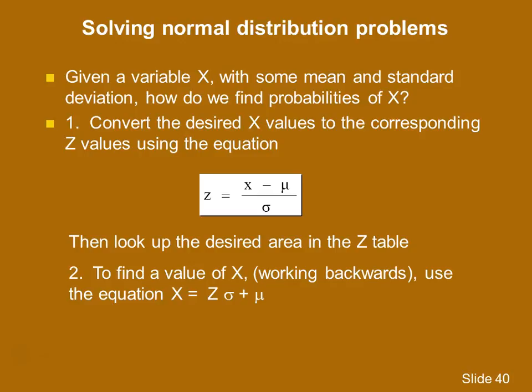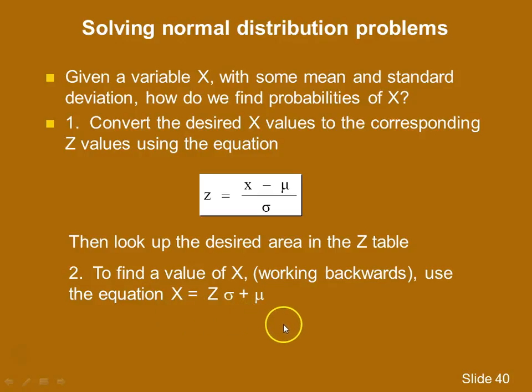The second thing we want to do sometimes on normal distribution problems is what I refer to as a working backwards problem. Instead of finding a probability, sometimes you'll be given a probability and you'll need to find a value of a variable that satisfies some equation. In other words, you're looking for a value of x. So it'll be useful in this case to take this equation and simply solve for x. If you do that, you'll get the following equation.